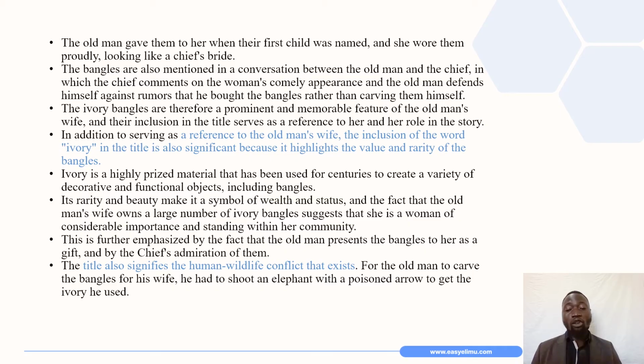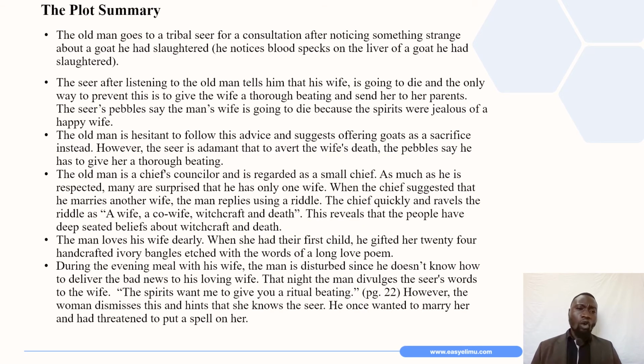For the old man to carve the bangles for his wife, it means that he had to shoot an elephant with a poisoned arrow to get the ivory he used. So that is what brings the human-wildlife conflict in the text. Now, on to the next thing that is equally important, that is the plot summary.